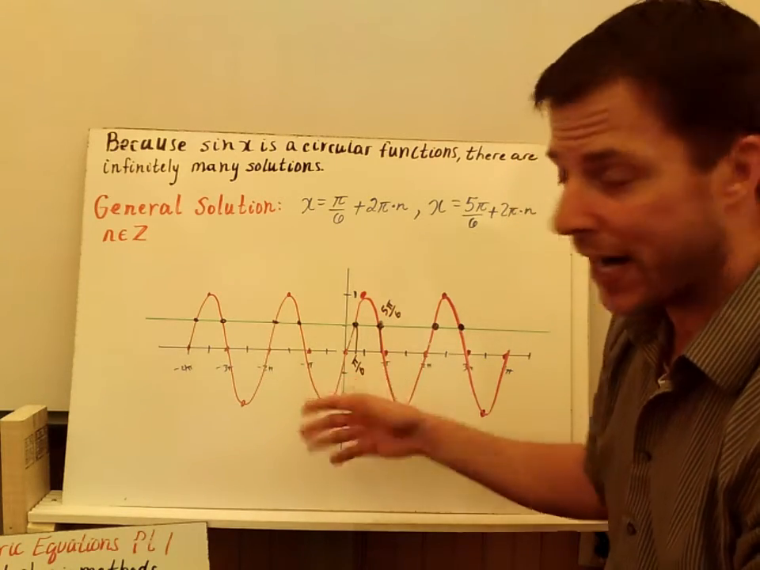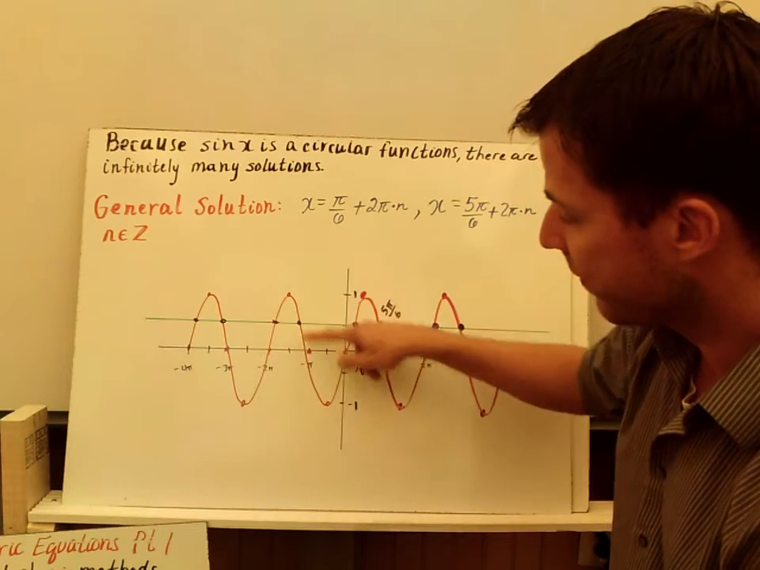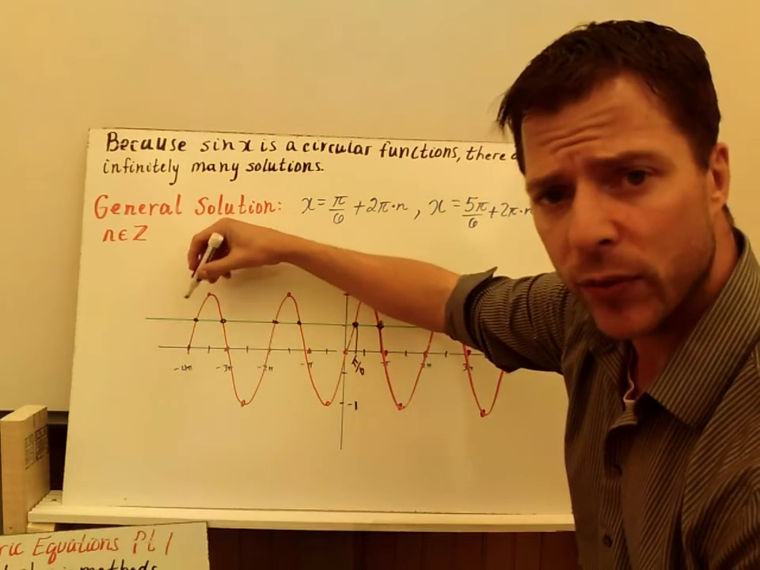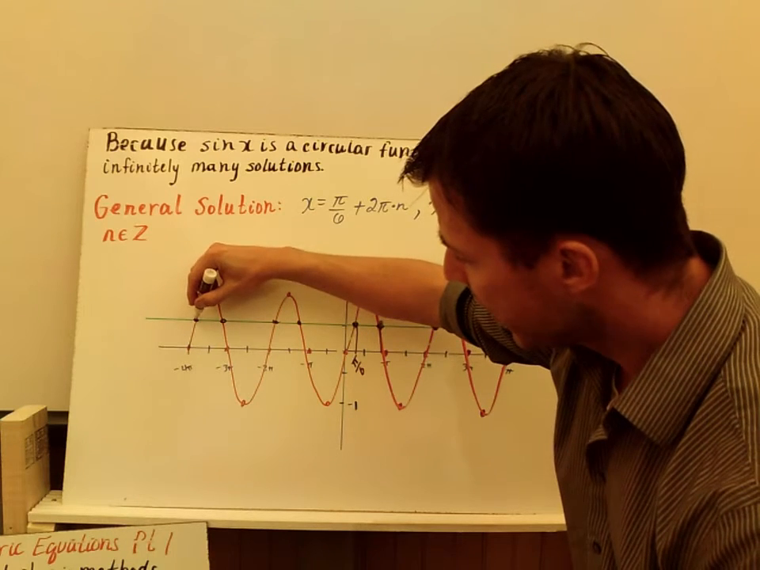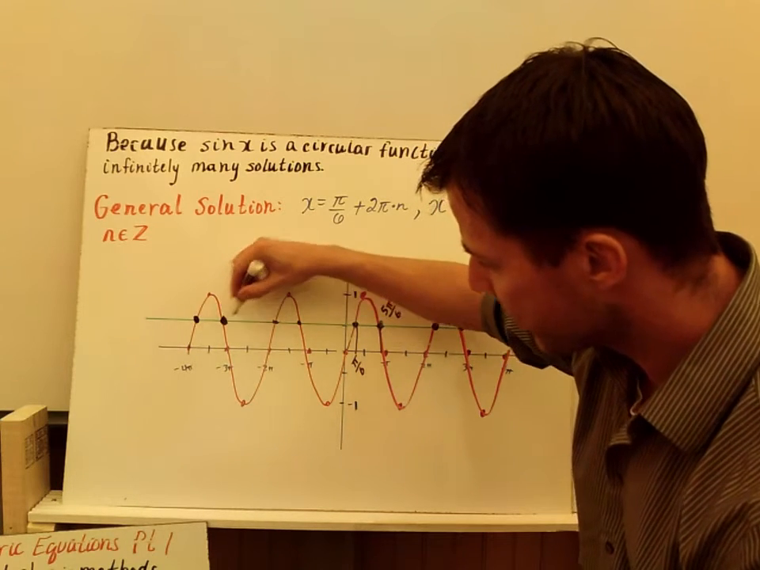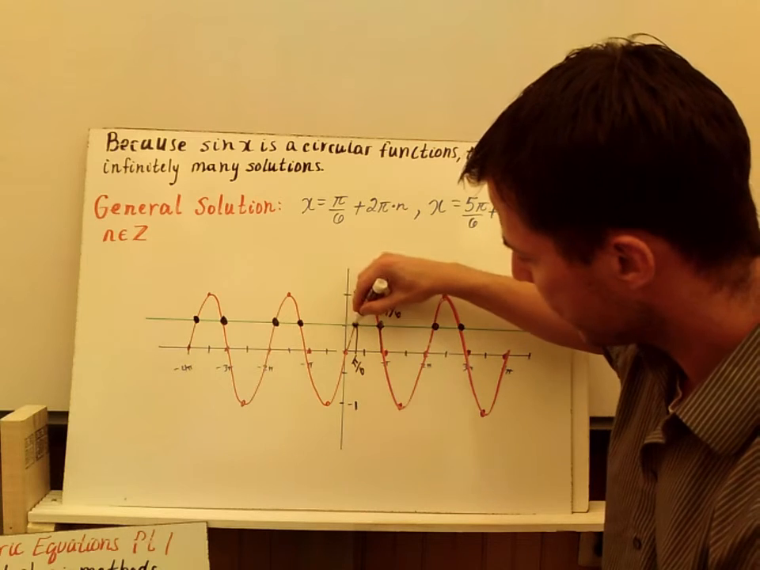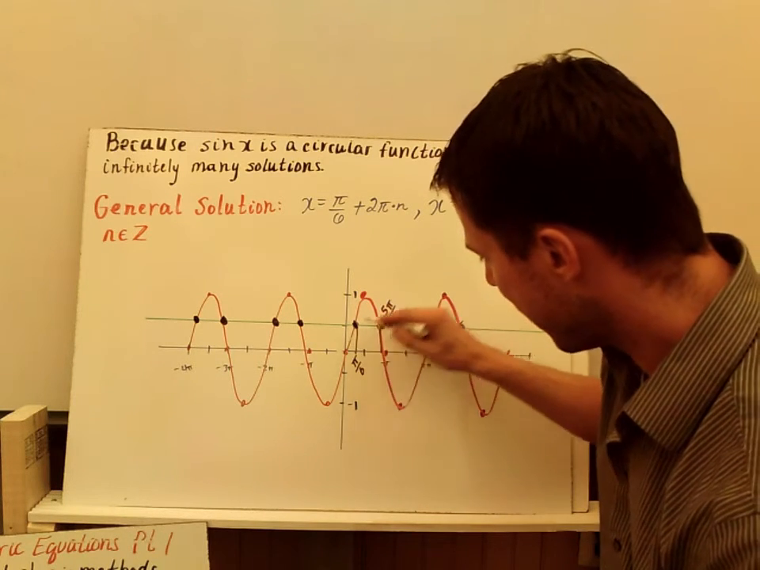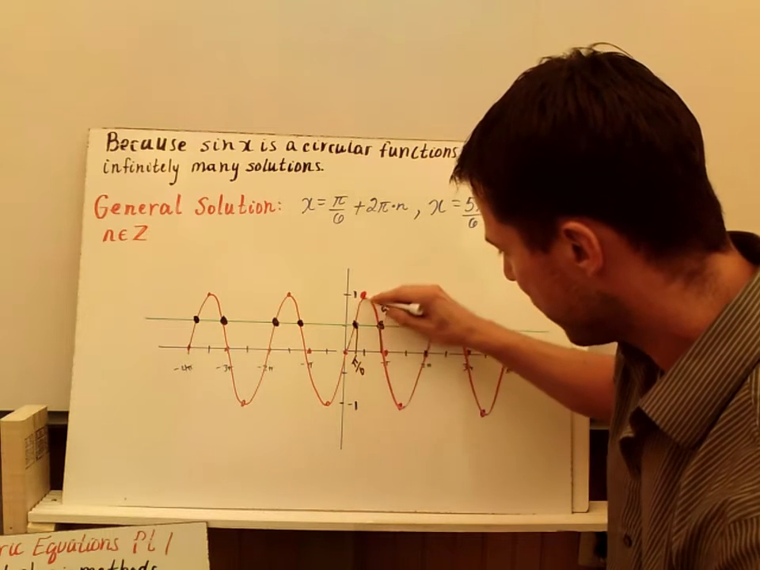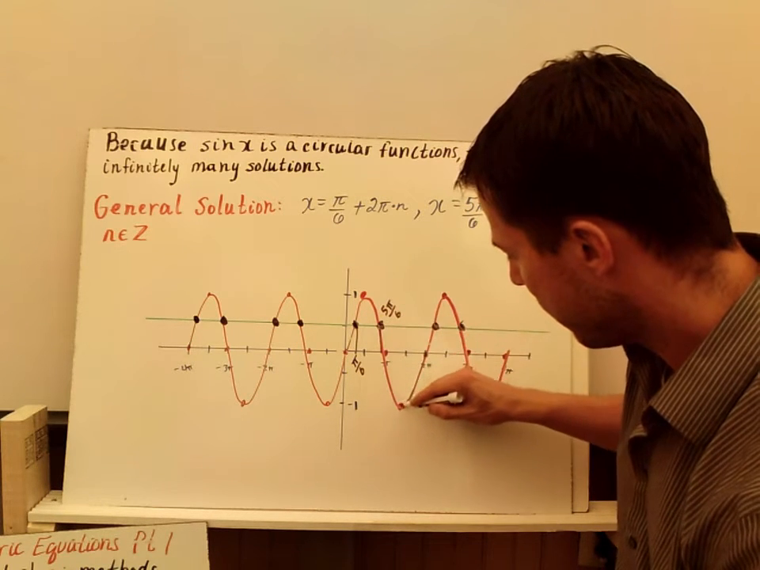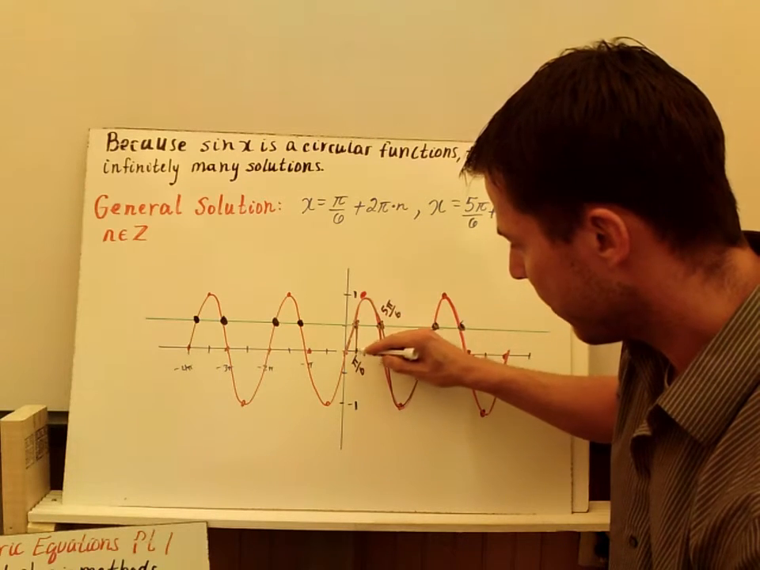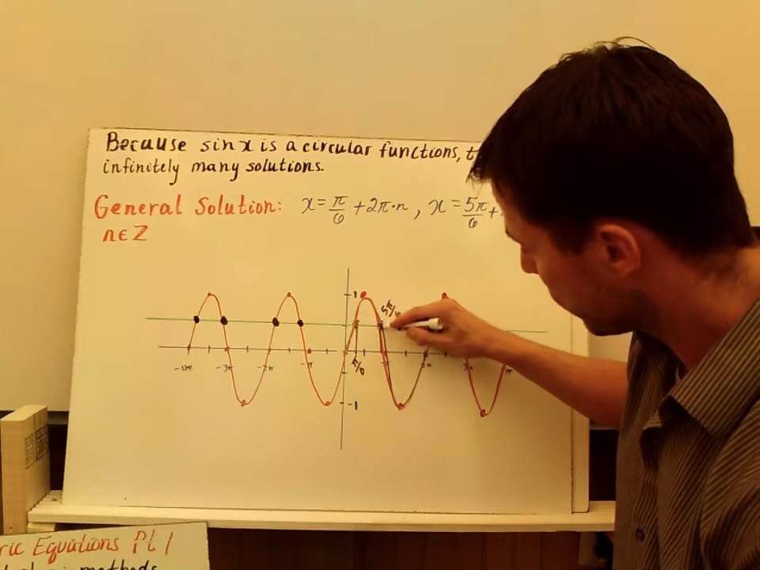So let's look at the graph. In red, you see the graph of sine of x. Now, in green we have the line y equals 1/2, and so where those two graphs intersect are our solutions. Okay, the first two we found from 0 to 2 pi are pi over 6, which is this value right here, and 5 pi over 6, which is this value.